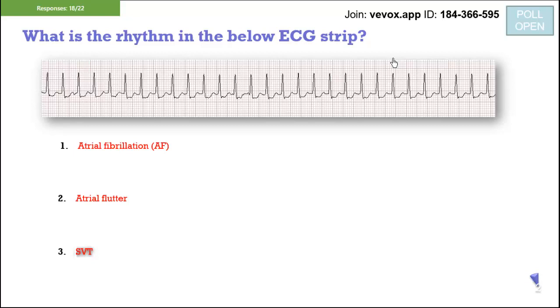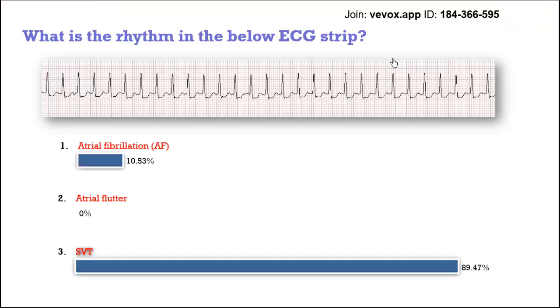So we have 19 responders. Still some people chose AF, 10%, and 89% chose the correct answer, which is SVT. Why is SVT the correct answer? As we said before, AF should be completely irregular. If you measure the distance between R wave and R wave, there is no rule at all. So it's completely irregular. But here it's not irregular, so the correct answer should be SVT.